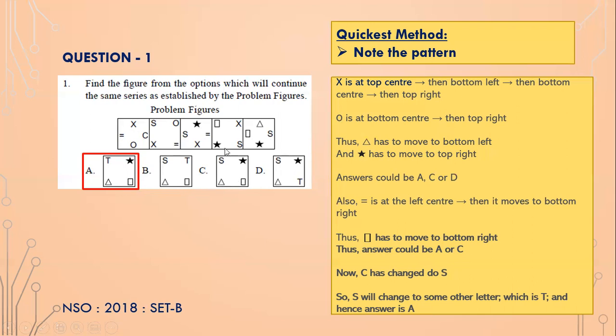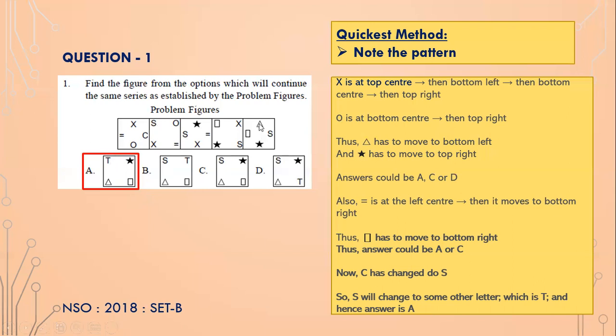Now C has changed to S, isn't it? Here there was C, but here there was S. All the other figures remain the same. X equal to an O, X equal to an O. But C has changed to S, so here S will change to some other letter. It has changed to T.